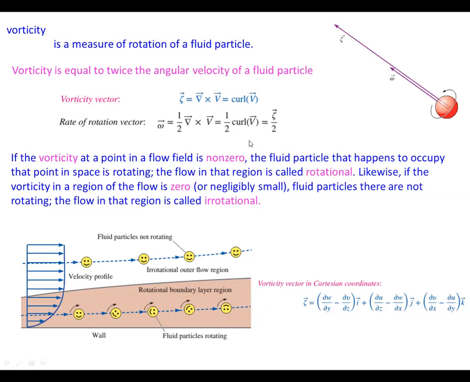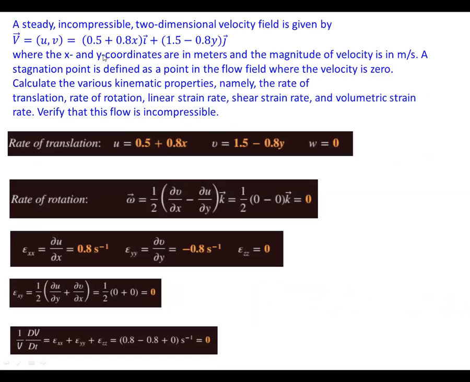Based on these, small questions may be asked for the same problem. For the rate of translation, the translation is whatever the u velocity and v velocity are given. Suppose the point xy is given; if you put that point in, what is the velocity? For the rate of rotation, here it is a two-dimensional problem, in the xy dimension alone. So the rotation is in the z direction. The rotation vector is given by 1/2 (∂v/∂x − ∂u/∂y) k vector.